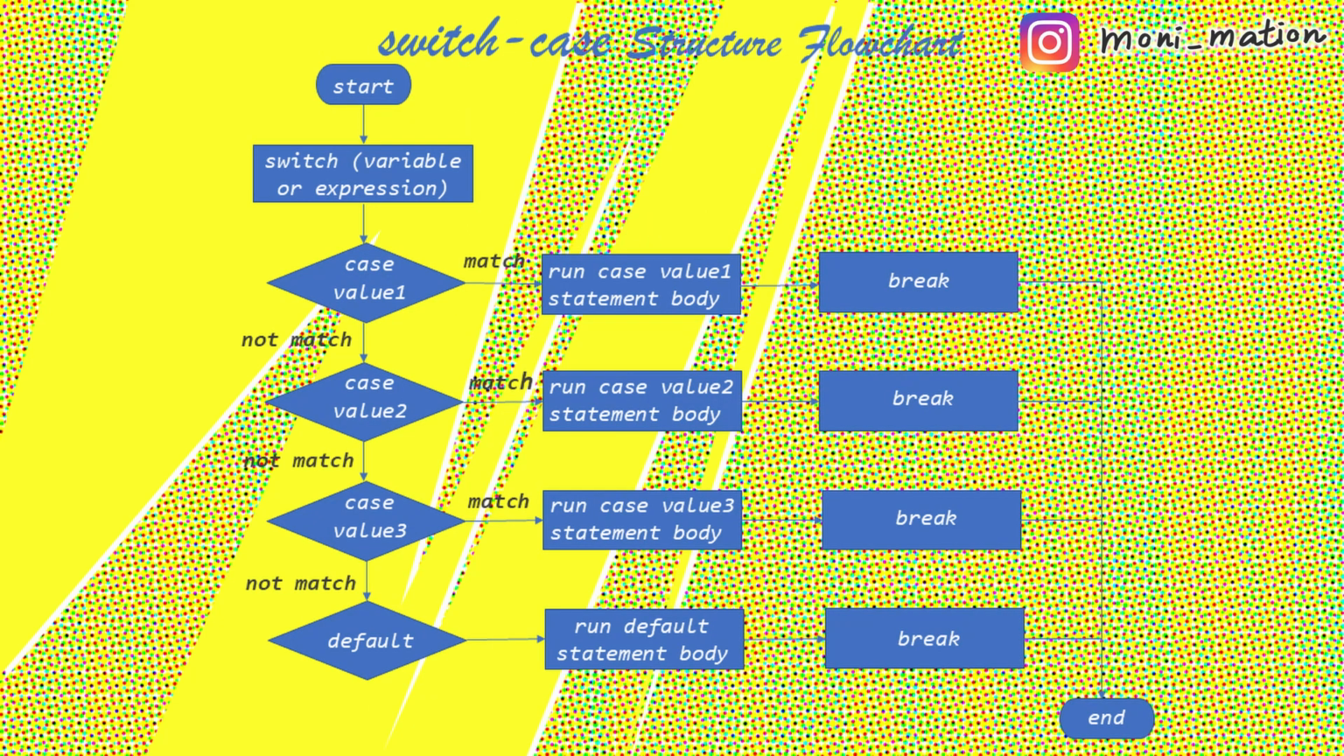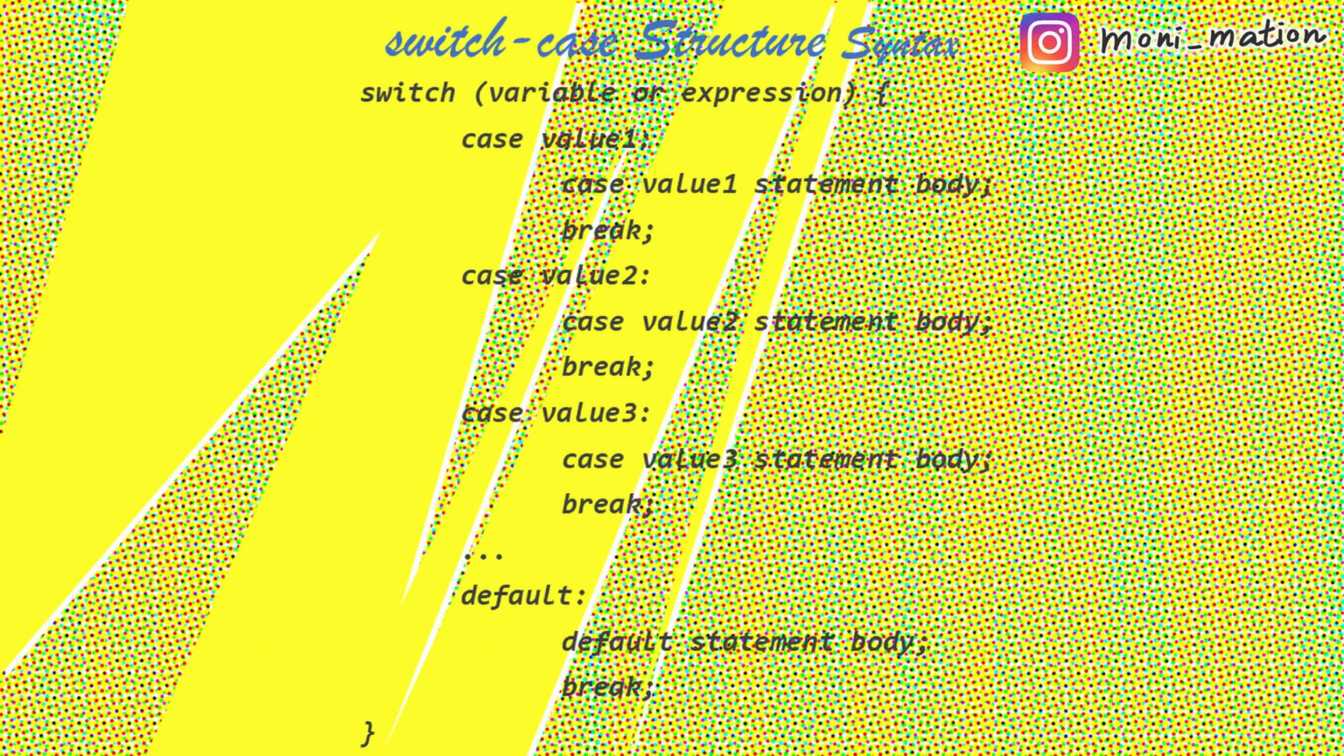On many occasions, you may want to compare the value of a single variable or expression with multiple case values, and execute a piece of code depending on which case value it matches. The variable or expression in the parentheses is evaluated first. The evaluated value is then used to compare with the values of each case. If a matching case value is found, the corresponding case statement body is executed. If there is no match, the default statement body will be executed.